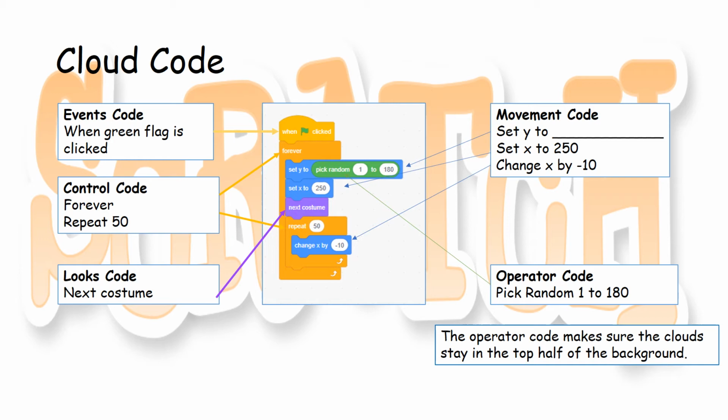We also have an operator code. That's pick random 1 to 180. The operator code makes sure the clouds stay in the top half of the background.